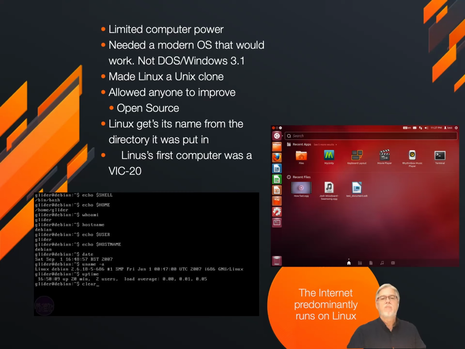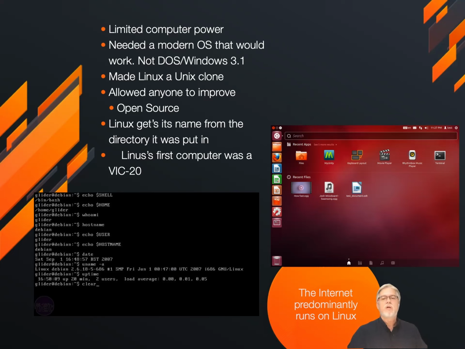And then Linus's first computer, which is important, we'll look at this much later, was a VIC-20. It was a Commodore VIC-20 that he learned to program on when he was like 13. So that's the main information about these 2 individuals.